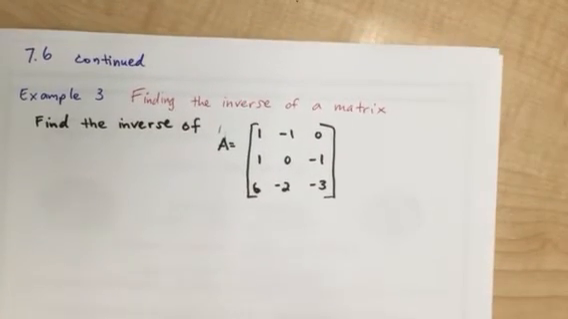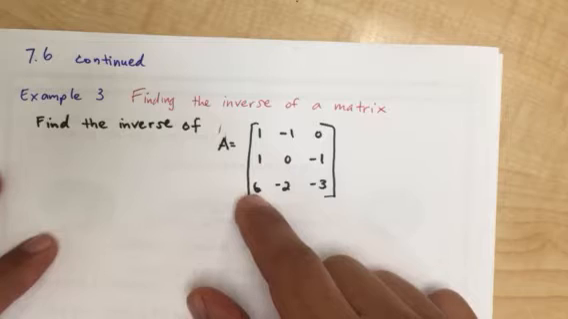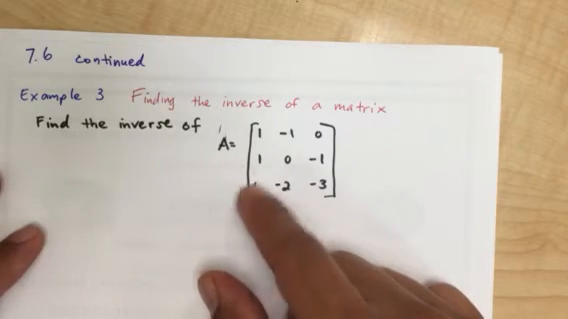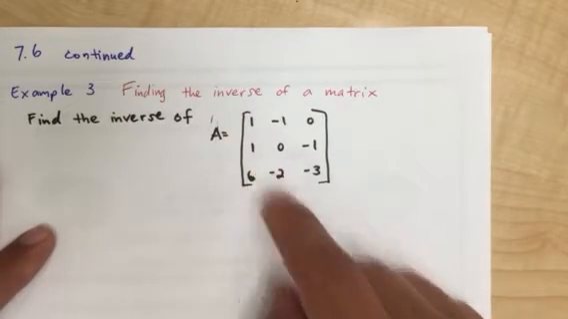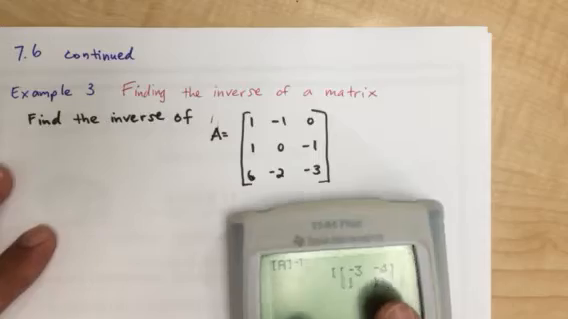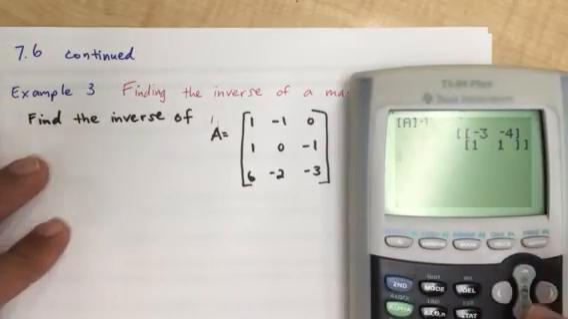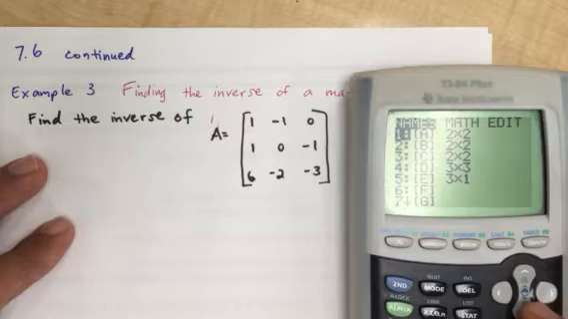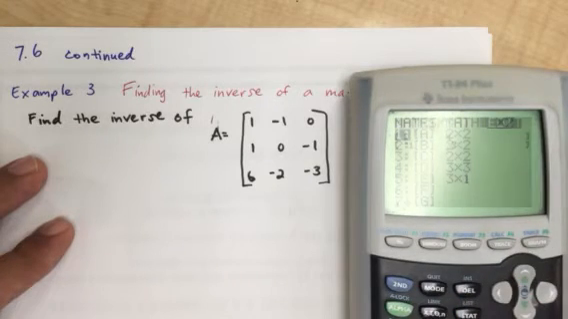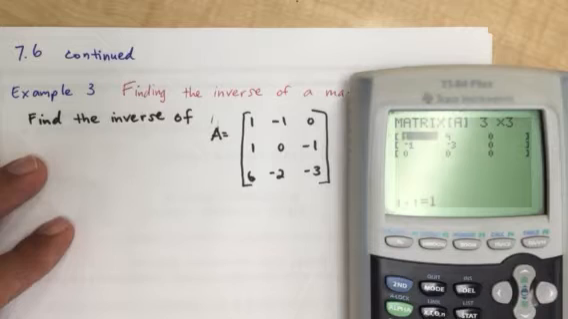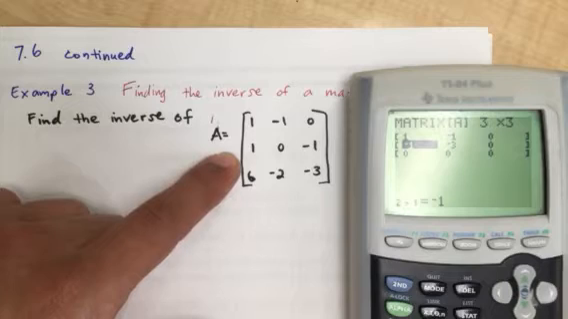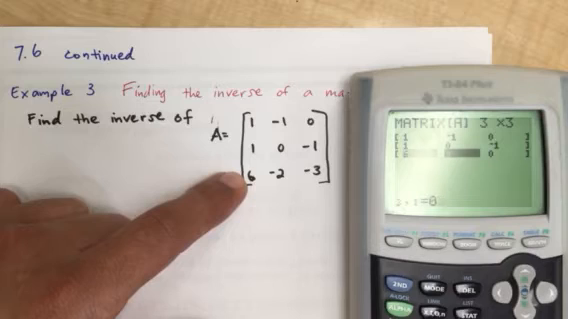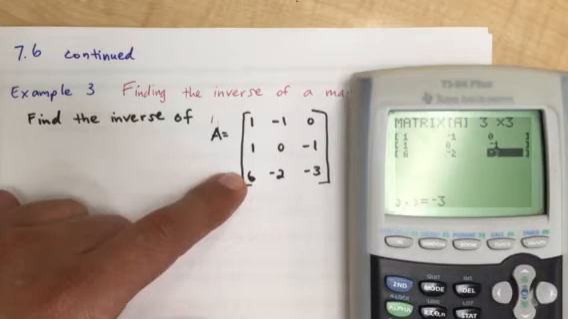So we can use the same idea to find the inverse matrix for A, but at this point we're just going to work with the calculator. If we enter it into the calculator, I'm going to enter it into A as well. So 3 by 3. I'm going to enter 1, -1, 0, 1, 0, -1, 6, -2, -3.